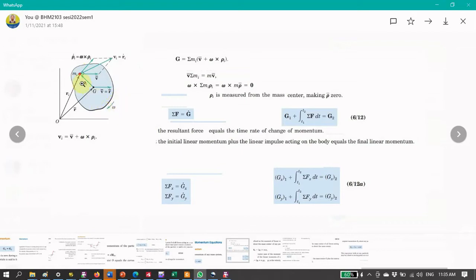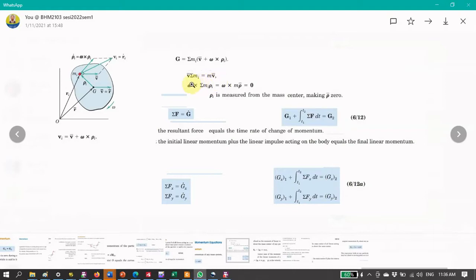velocity. And the linear momentum for this rigid body is given by the summation of mass of each particle on the rigid body times the average velocity plus the relative velocity. And for each part of this right hand side of the equation, we can represent the linear momentum for the whole body as equal to the average velocity times the summation of mass of that body.